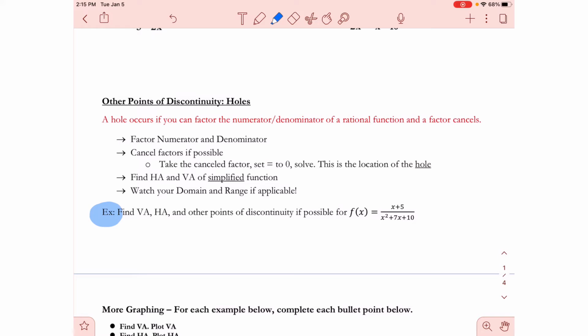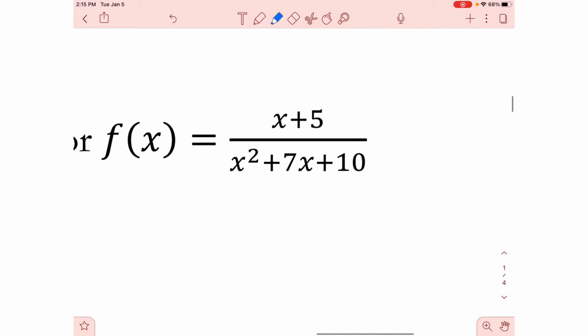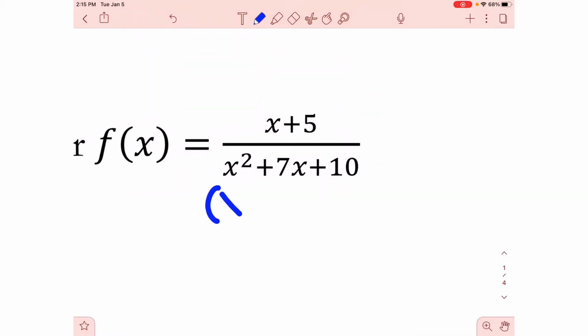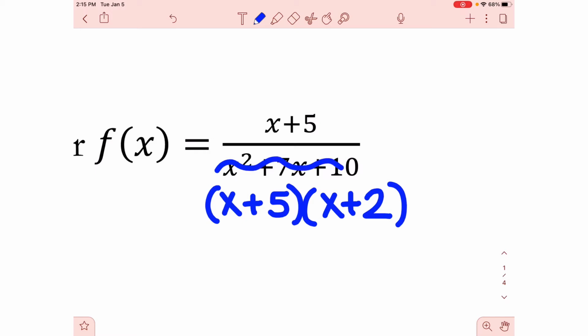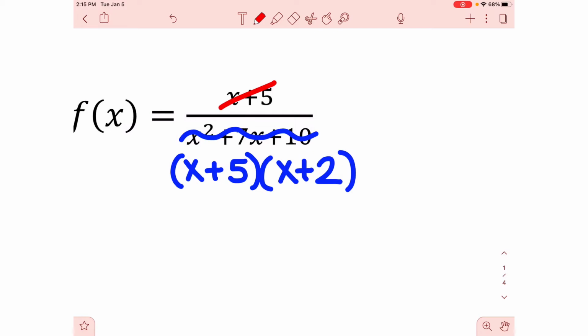The other thing I want to say is watch your vertical asymptotes. A lot of times, students will say there are going to be 2 vertical asymptotes for a problem like this because I can factor the denominator, and you can see there are 2 numbers. We're going to get x plus 5 and x plus 2. A lot of students would say there are 2 vertical asymptotes at -5 and at -2, but that is in fact wrong. The reason is that the x plus 5s cancel, so there isn't an asymptote there. There's actually a hole there.